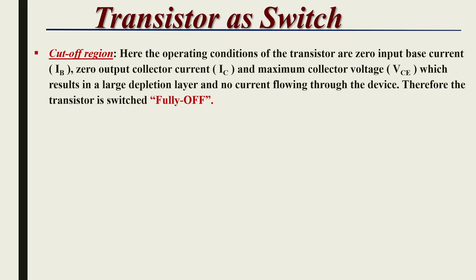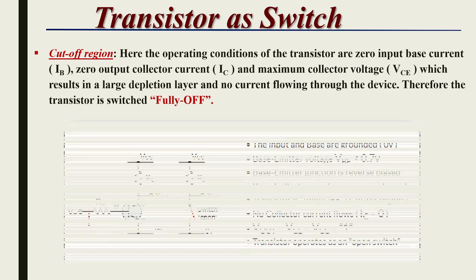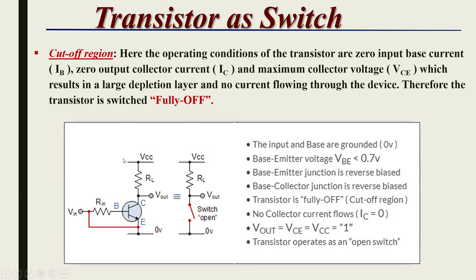So here is the cutoff region. The operating conditions of the transistor are: 0 input base current, IB is 0 in this region, then the output collector current, that is IC, is 0, and the collector voltage VCE is maximum, which results in a large depletion layer. No current flows through the device, and therefore the transistor in this region is switched off, or we can say that it is fully off. Here is the circuit that represents the transistor as an open switch.